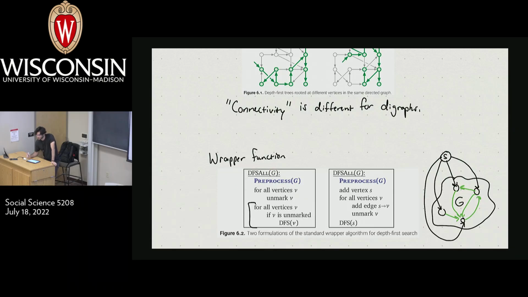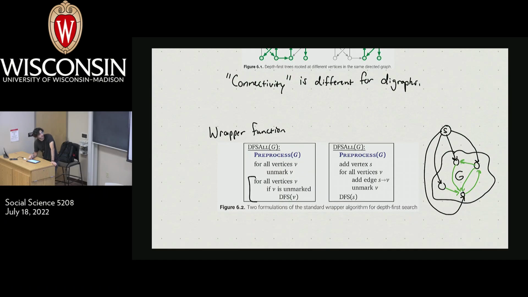Now you can also do this by just making a new graph. So that's what's on the right here, is you can take your original graph G and just add a new super source vertex that connects to every single node. And then if you do a single DFS starting at this S node here, well, it's going to implicitly do this loop. It's going to have the same exact effect. You'll end up hitting every single connected subpart.